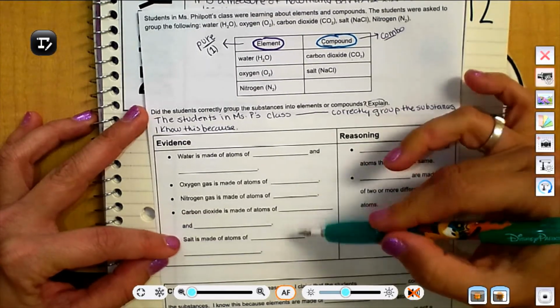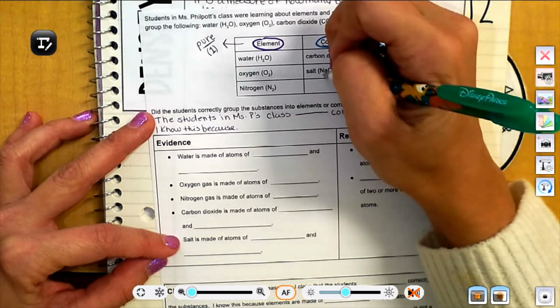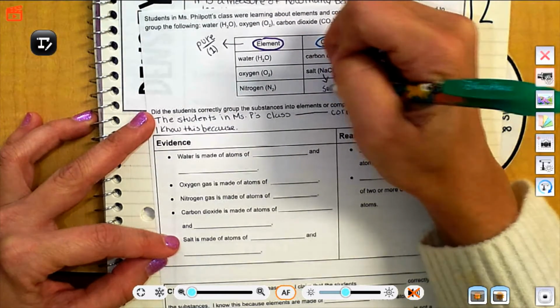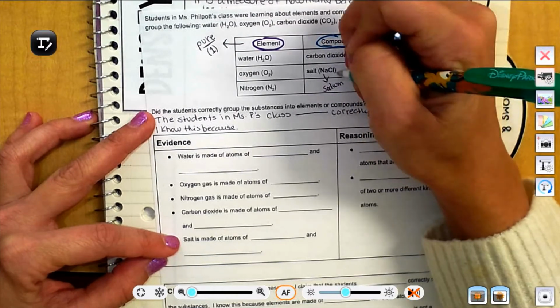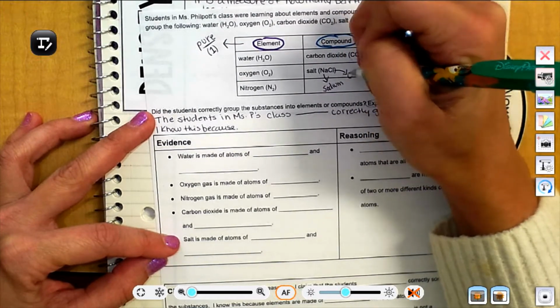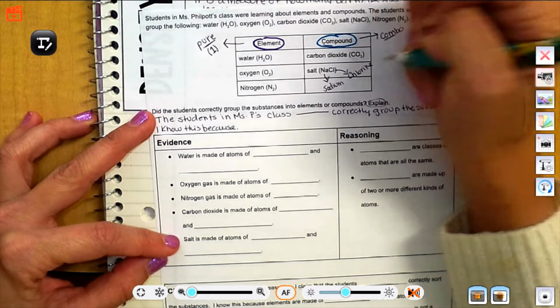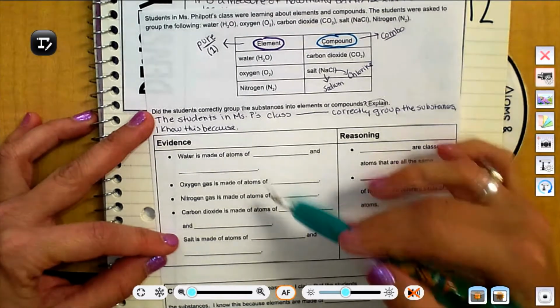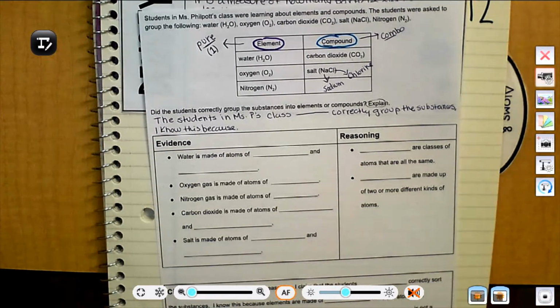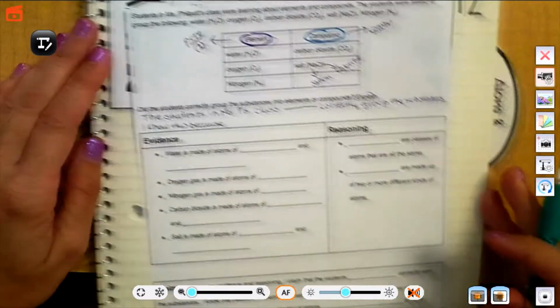And then salt is made of atoms of, so if you didn't know from the periodic table, this is sodium, and this is chlorine. Okay, so make sure you fill those in. Now our reasoning.